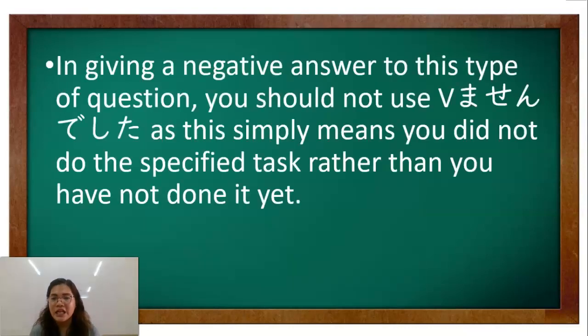Okay? Next, in giving a negative answer to this type of question, you should not use verb masen deshita. Hindi mo pwedeng gamitin si verb masen deshita as this simply means you did not do the specific task rather than you have not done it yet. It simply means na hindi mo ginawa yung isang bagay, rather than hindi mo pa nagagawa. Okay? So, magkaiba siya.